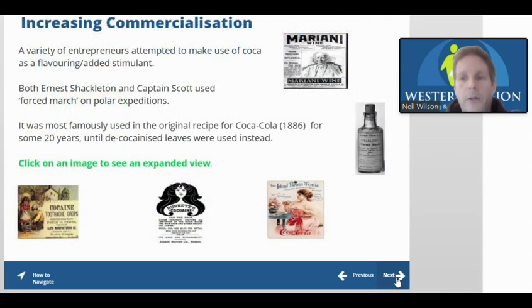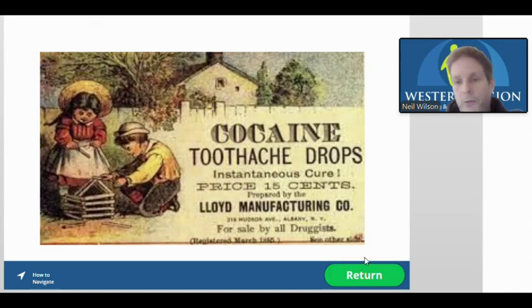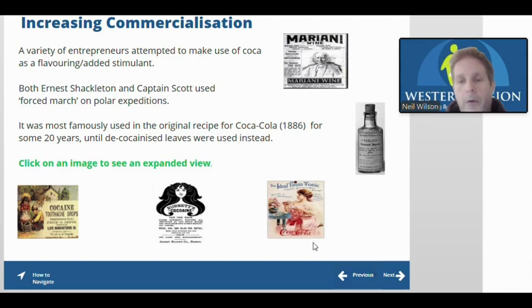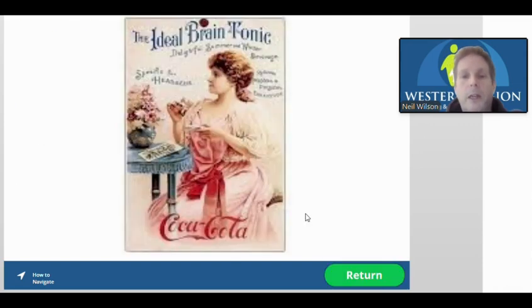Following that, a whole industry mushroomed, using cocaine as one of the active ingredients. You can see here, for example, for toothache drops and for shampoos even. It was probably most famously used in Coca-Cola. It was used for a relatively small time and in very, very low quantities, although coca leaves are still used to the modern times, but cocaine does not form any part of the process.